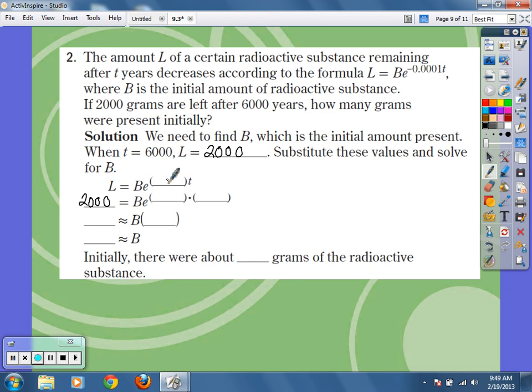e to the, it says negative 0.0001 t. Make sure you count your zeros. How many times are we talking about? 6,000 years. That's ridiculous. Okay, 6,000 years. All right, and I disagree with how they're doing this. They actually gave a decimal approximation for this.